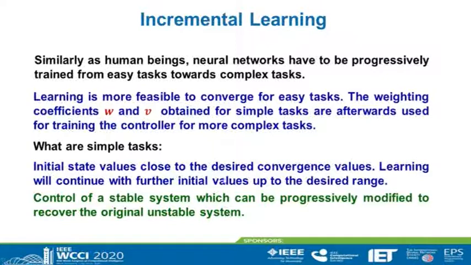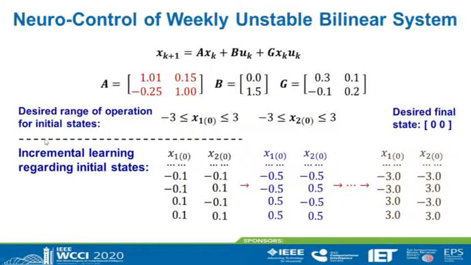In this way, we can train neural networks to work in a wide range of operating conditions and for highly unstable nonlinear systems. We will present some problems we have worked using the dynamic backpropagation algorithm with incremental learning. Here we have a bilinear system. It's a weakly bilinear system.